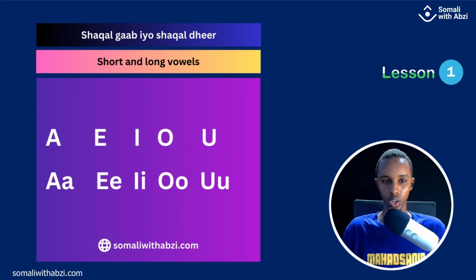Shaqal means vowel. Gaab means short. Iyo is and. Shaqal dheer, long vowel. So shaqal is vowel, gaab is short, and dheer is long or tall. Now we're going to learn shaqal gaab iyo shaqal dheer, short and long vowels in Somali. The main important thing is how we make the sounds of the vowels in Somali. Alright, this is very important. If you master this one, then you would be able to read and write every Somali word.